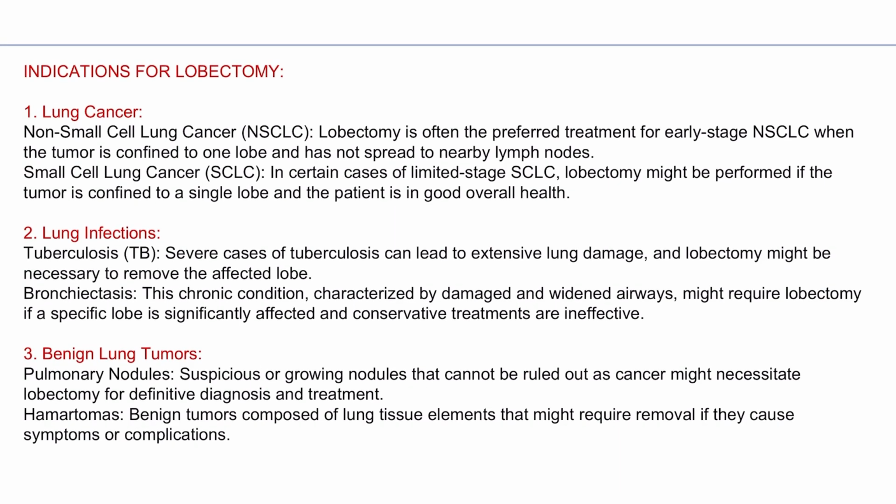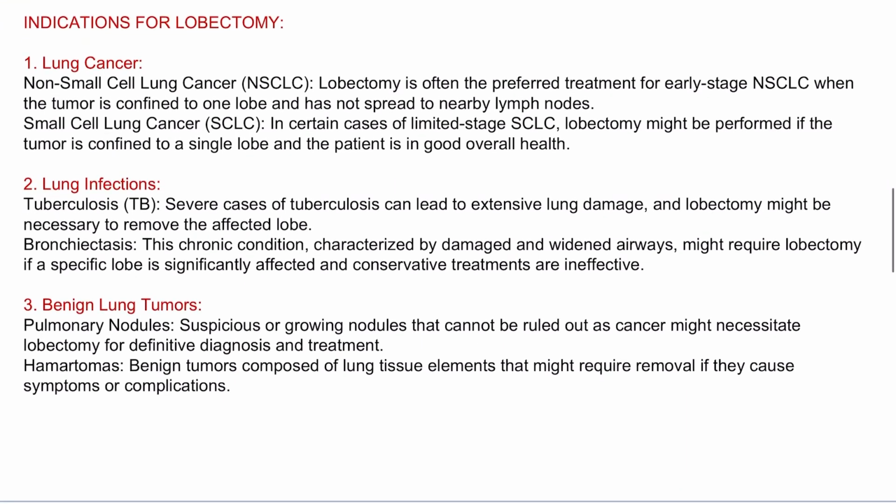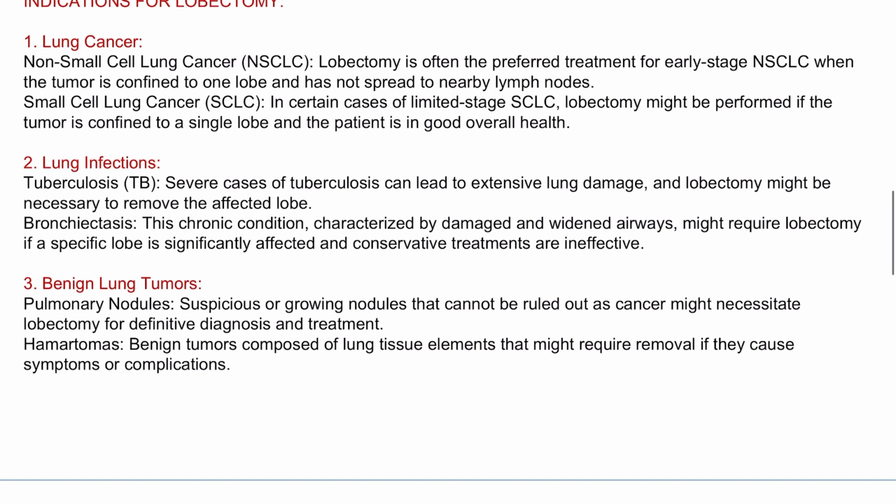Another indication is lung infections. For lobectomy, severe cases of tuberculosis can lead to extensive lung damage, and lobectomy might be necessary to remove the affected lobe. Bronchiectasis, already discussed: this chronic condition is characterized by damaged and widened airways, so it might require lobectomy if a specific lobe is significantly affected and conservative treatments are ineffective.